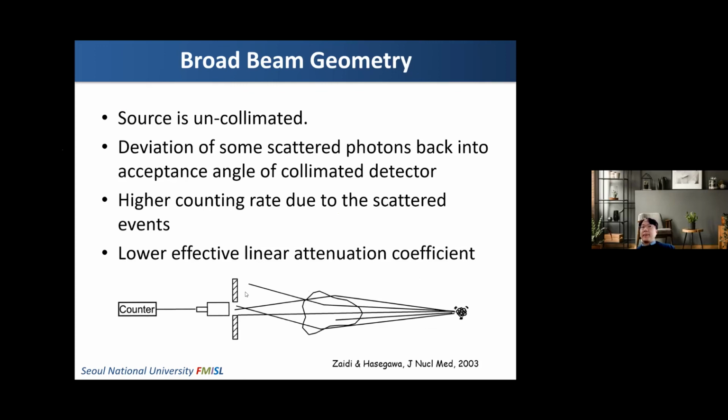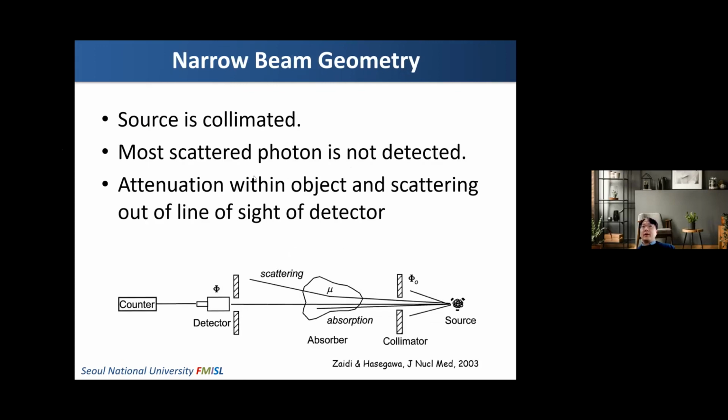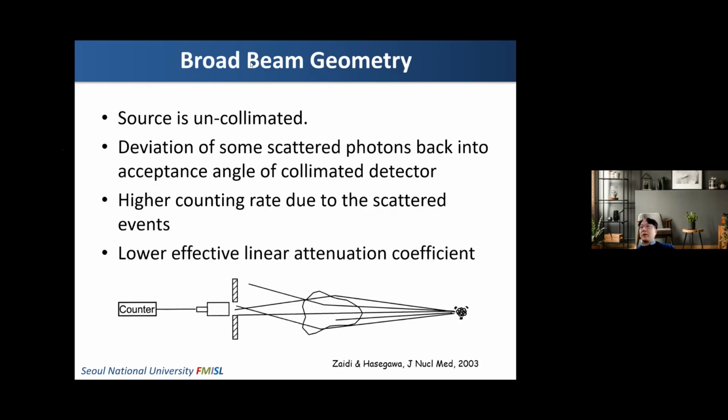Okay. And this is the narrow beam geometry. So we can say that the narrow beam geometry reflects pure attenuation, but the broad beam geometry linear attenuation coefficient will reflect scattered photons as well. So this is why I told you that if we want to remove the effect of scatter together with attenuation, we can use broad beam geometry.